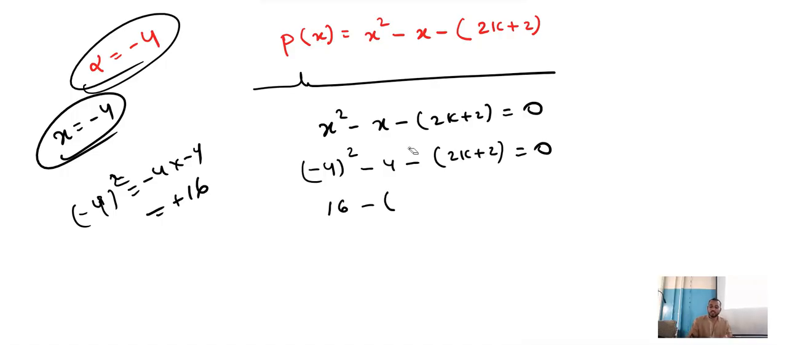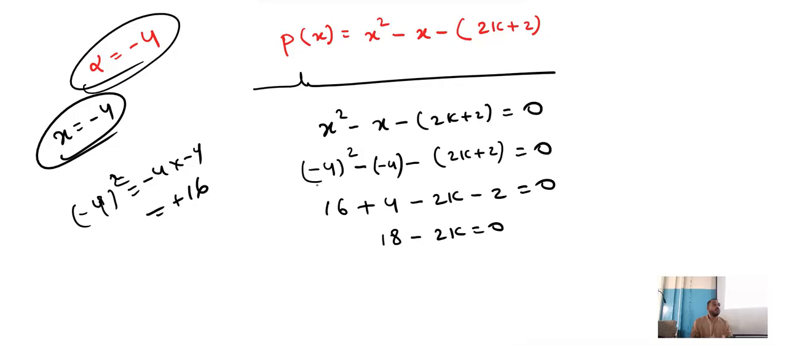X square minus 4 whole square, minus the value of x is minus 4. So one more minus we are getting. So in the bracket minus 4, so minus of 2k plus 2. Minus 4 whole square is 16. Minus into minus plus 4. Minus into plus minus 2k. Minus into plus minus 2 equals 0. 16 plus 4 is 20, 20 minus 2 is 18, minus 2k equals 0.